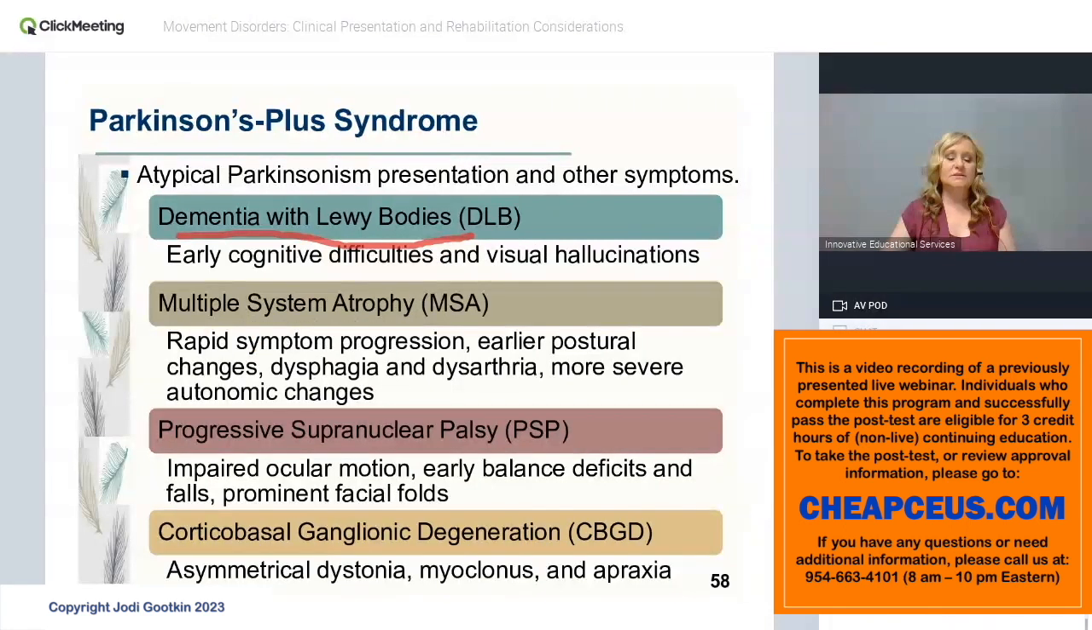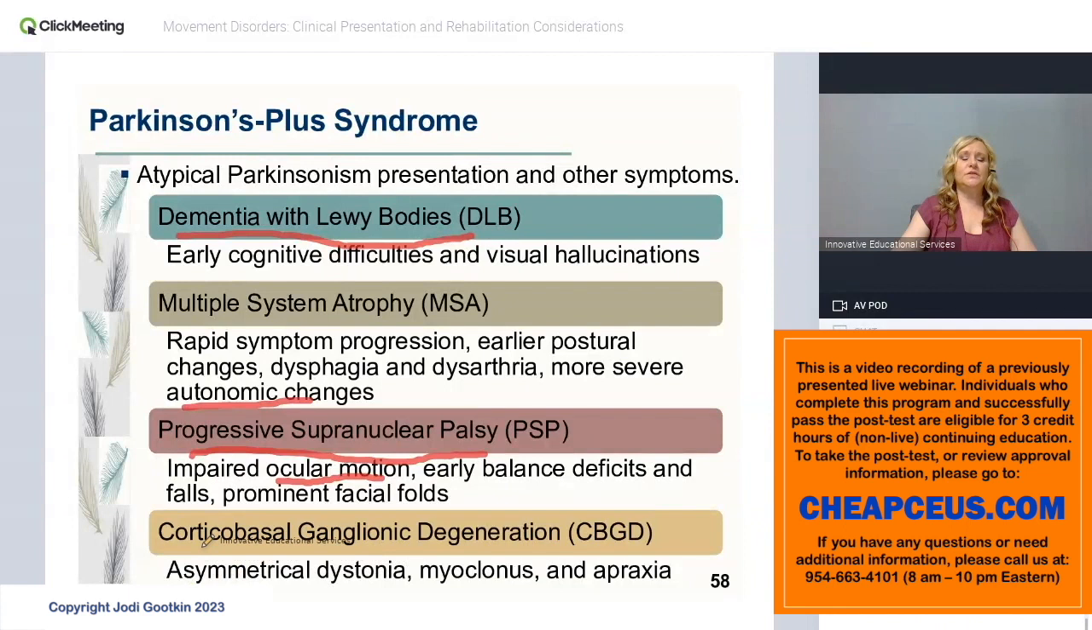MSA, multiple system atrophy. These individuals tend to have more autonomic changes, fluctuation in blood pressure, urinary bladder control, ADL changes. Patients with progressive supranuclear palsy, these individuals will have a very specific impairment in ocular motion, and it might be worth it just to look. When you ask the patient to follow my finger and look up, they can't look up. Their eyes won't go up. That is just a hallmark of that condition and a way to distinguish it. They also have very prominent facial folds that kind of look like they're mad.